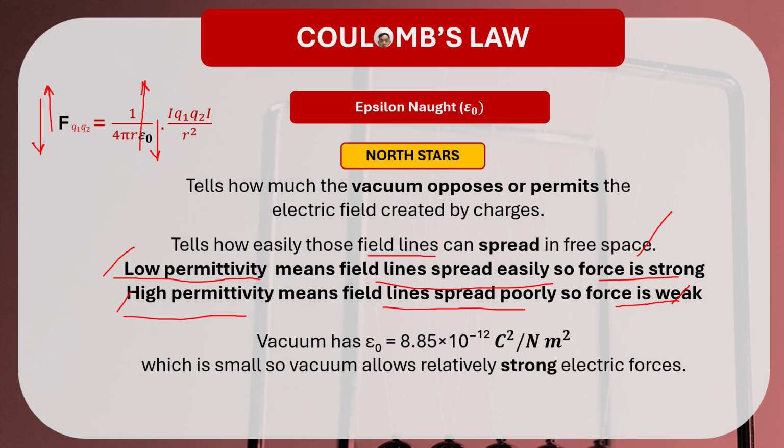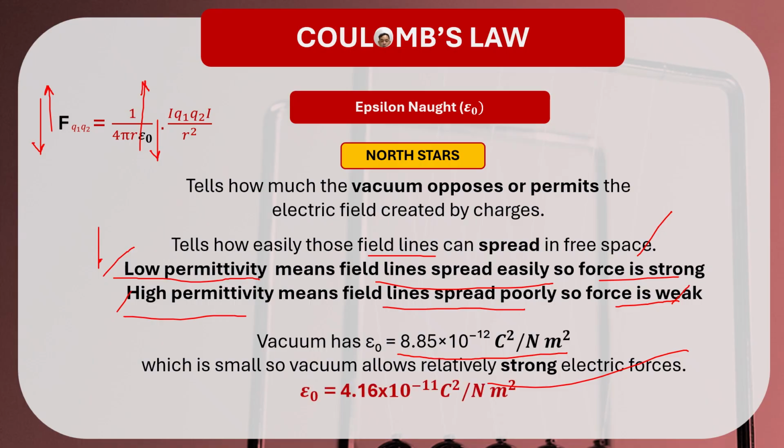The epsilon naught in a vacuum, this is the threshold. It's 8.85 times 10 raised to negative 12 Coulomb squared per Newton meter squared, or Farad per meter. And this is very small, so if it has a low permittivity, the force there is strong. So it has a relatively strong Coulomb's force.